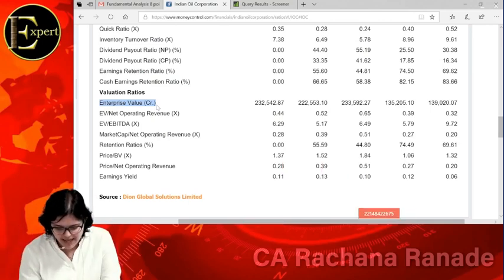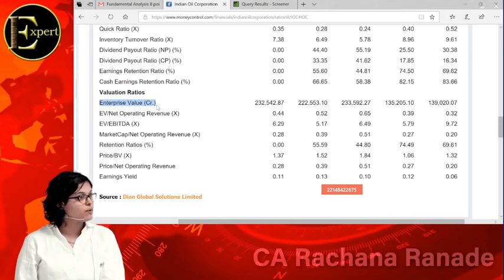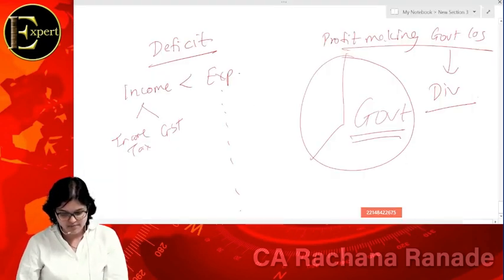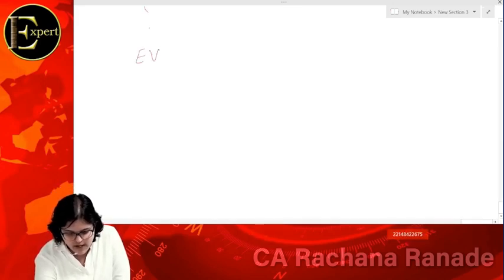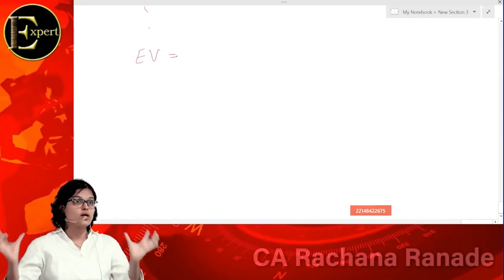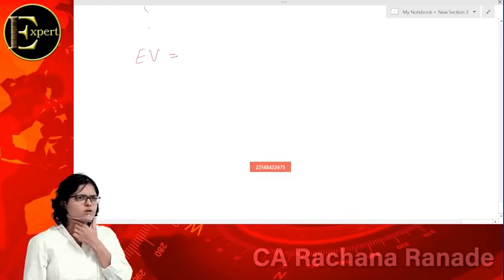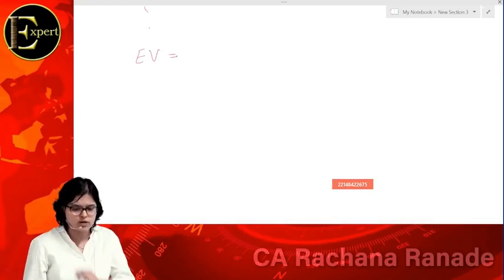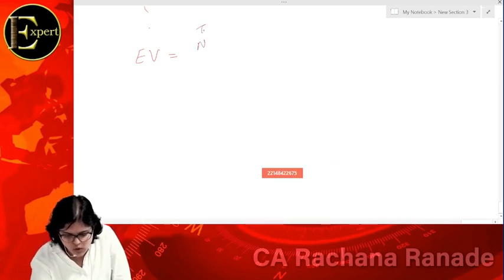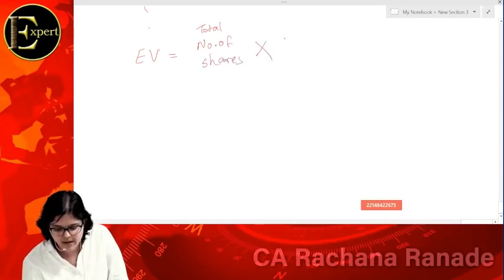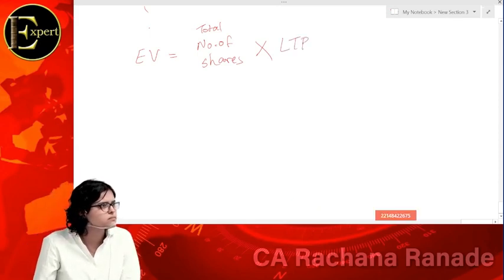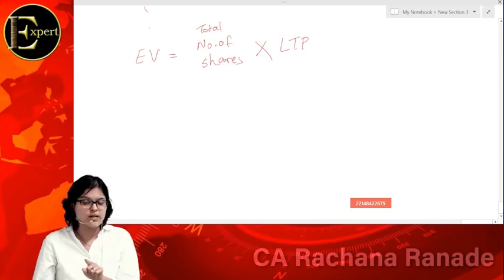So if I want to calculate the enterprise value of any company, how would I calculate it? As a formula, enterprise value will be equal to the value of the total shares of the company. How will I calculate that? Total number of shares of the company, which I want to buy today, multiplied by the latest traded price, that is your current market price. This is how I'll get the entire equity.